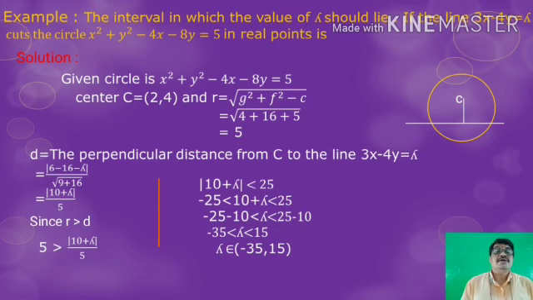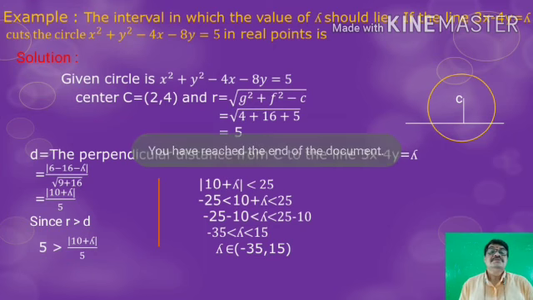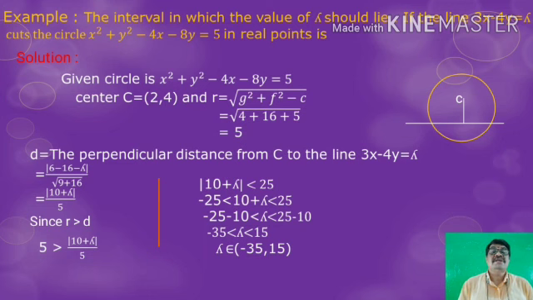From that we subtract 10 in this inequality. We get minus 25 minus 10 is less than lambda less than 25 minus 10. From that, minus 35 less than lambda less than 15. So this is the lambda interval. Lambda belongs to minus 35 comma 15. That means lambda lies between minus 35 and 15. So this is the concept, the boundaries of lambda.